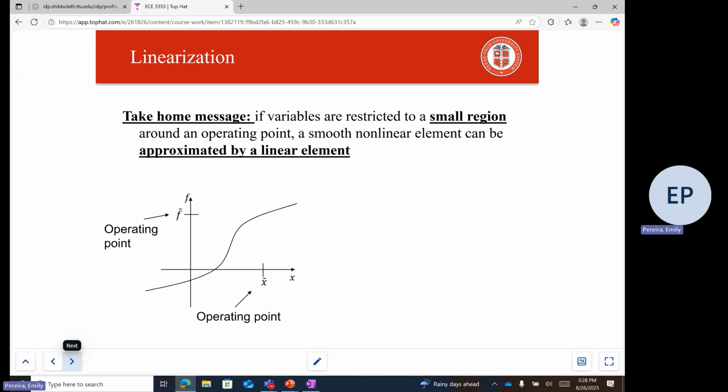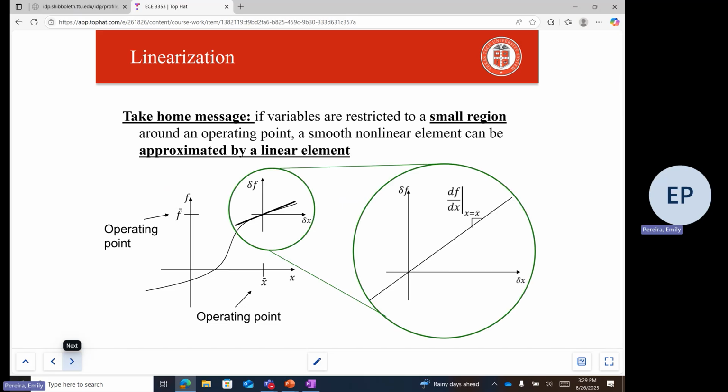Okay, so anyway, here's the take-home message. If the variables are restricted to this small region around this operating point, then a smooth nonlinear element can be approximated by a linear function. All right, so this is the takeaway. Great. So this is what we're getting in this small region here, delta f, delta x. We get this linear function that approximates this nonlinear function here.